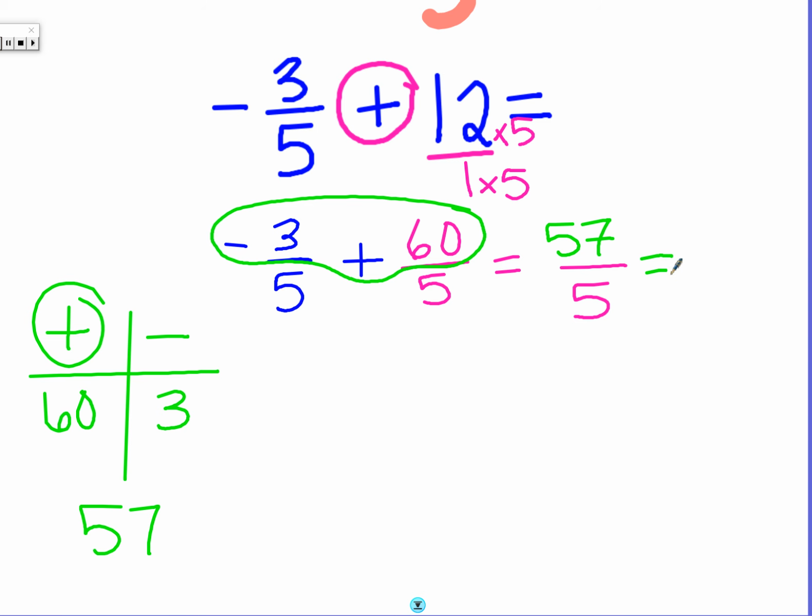And then remember, we need to be able to write this as a mixed fraction. And how many 5s go into 57? 11 5s. That would get us to 55, and then 2 fifths. Okay?